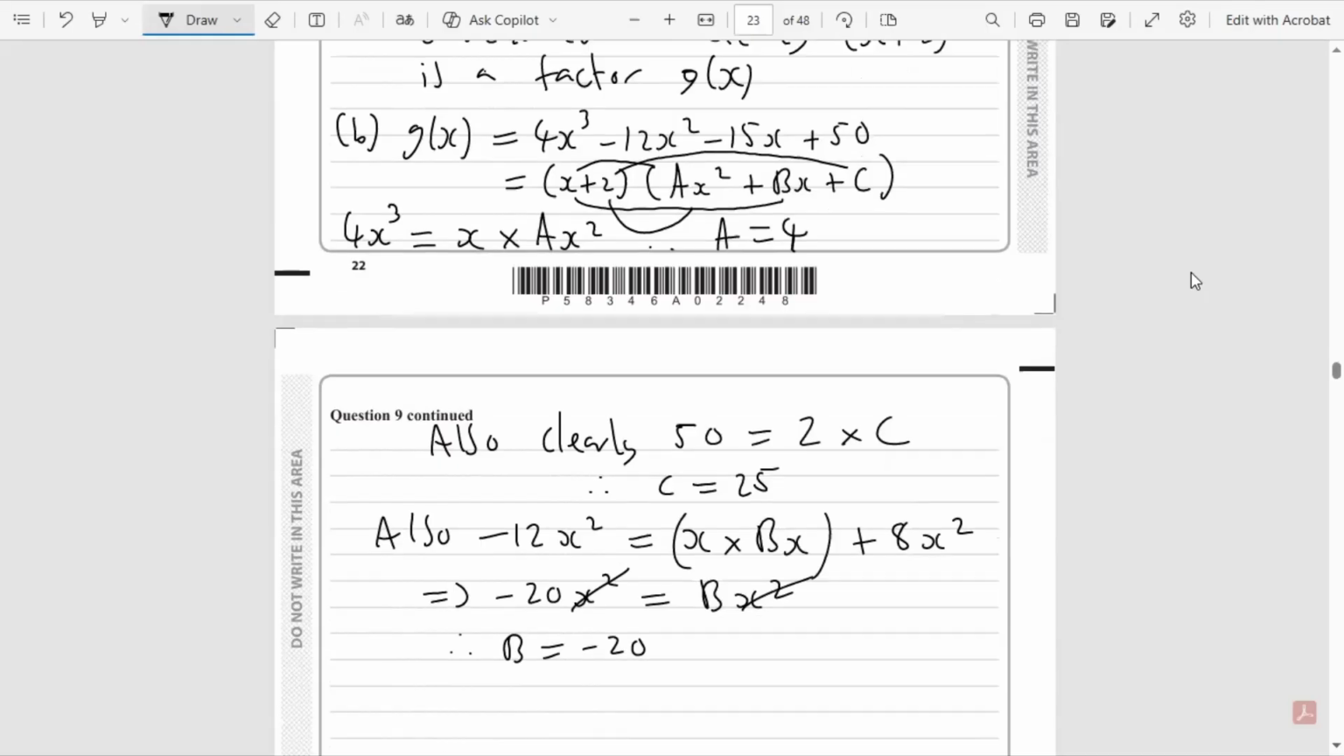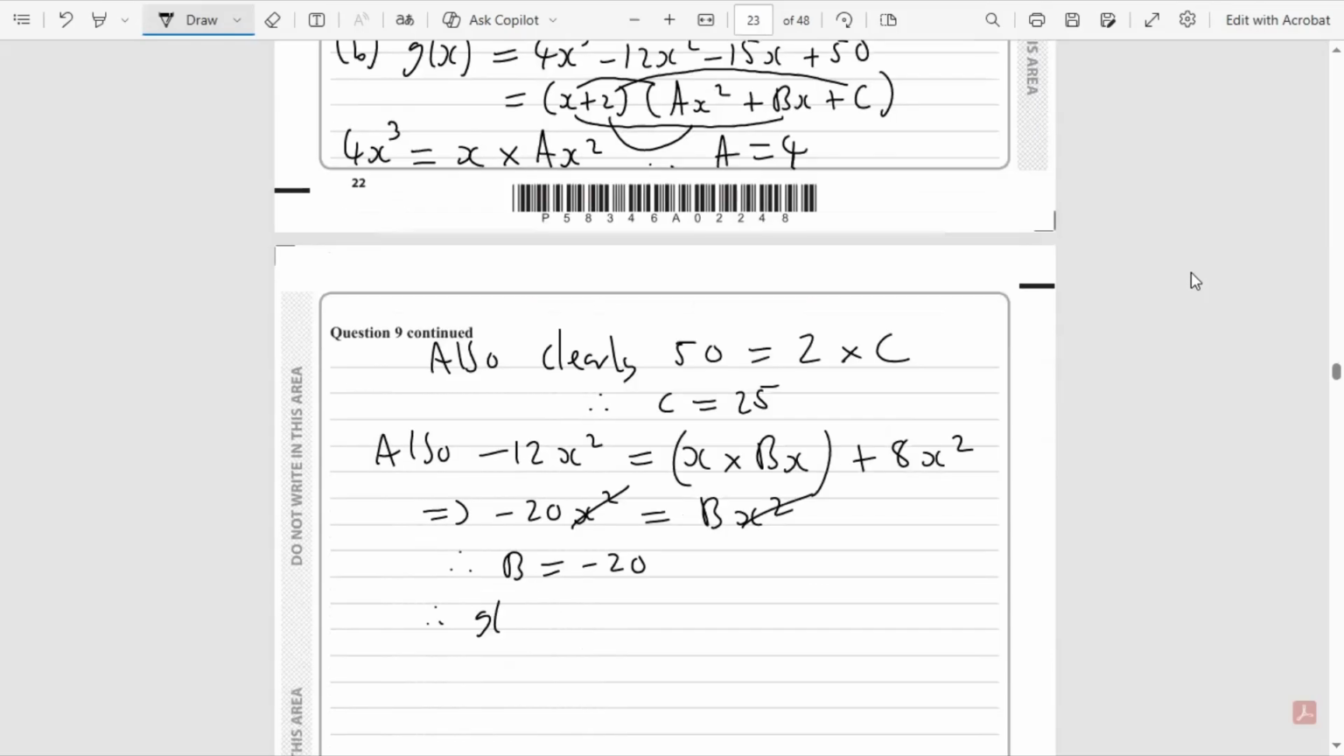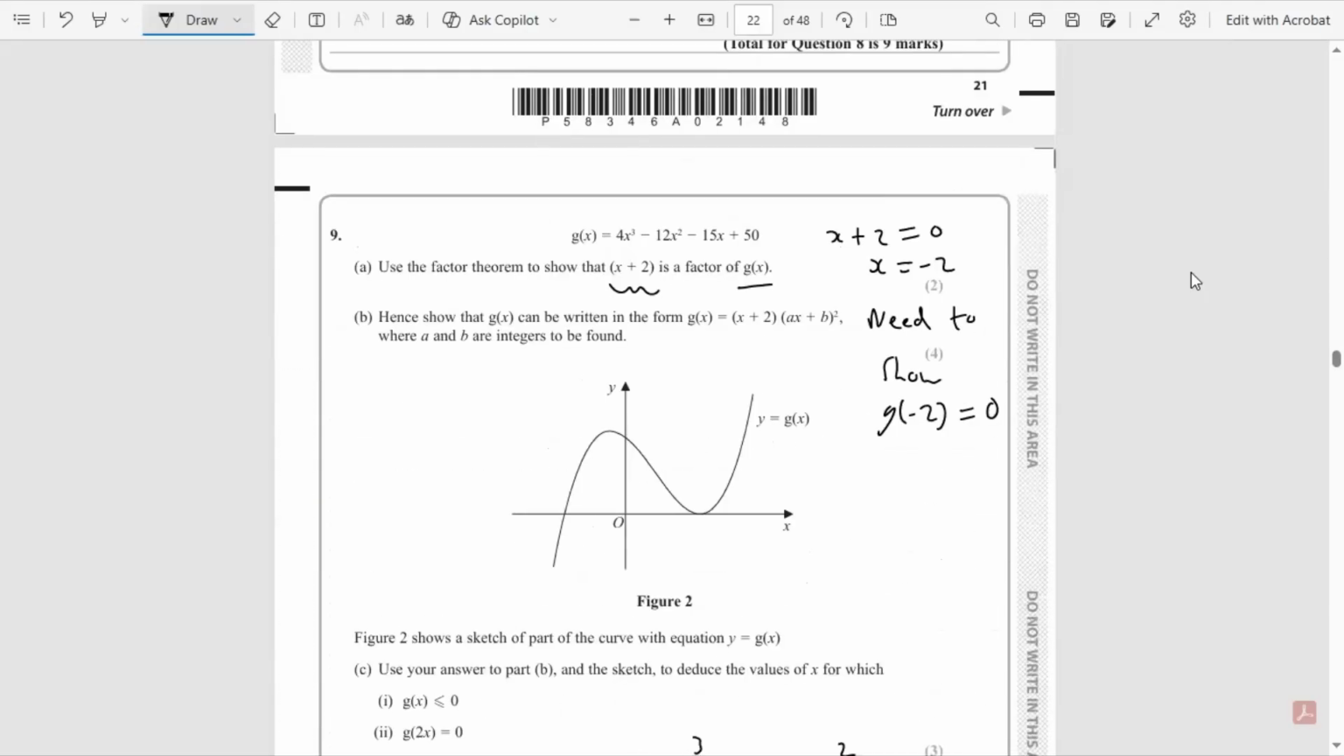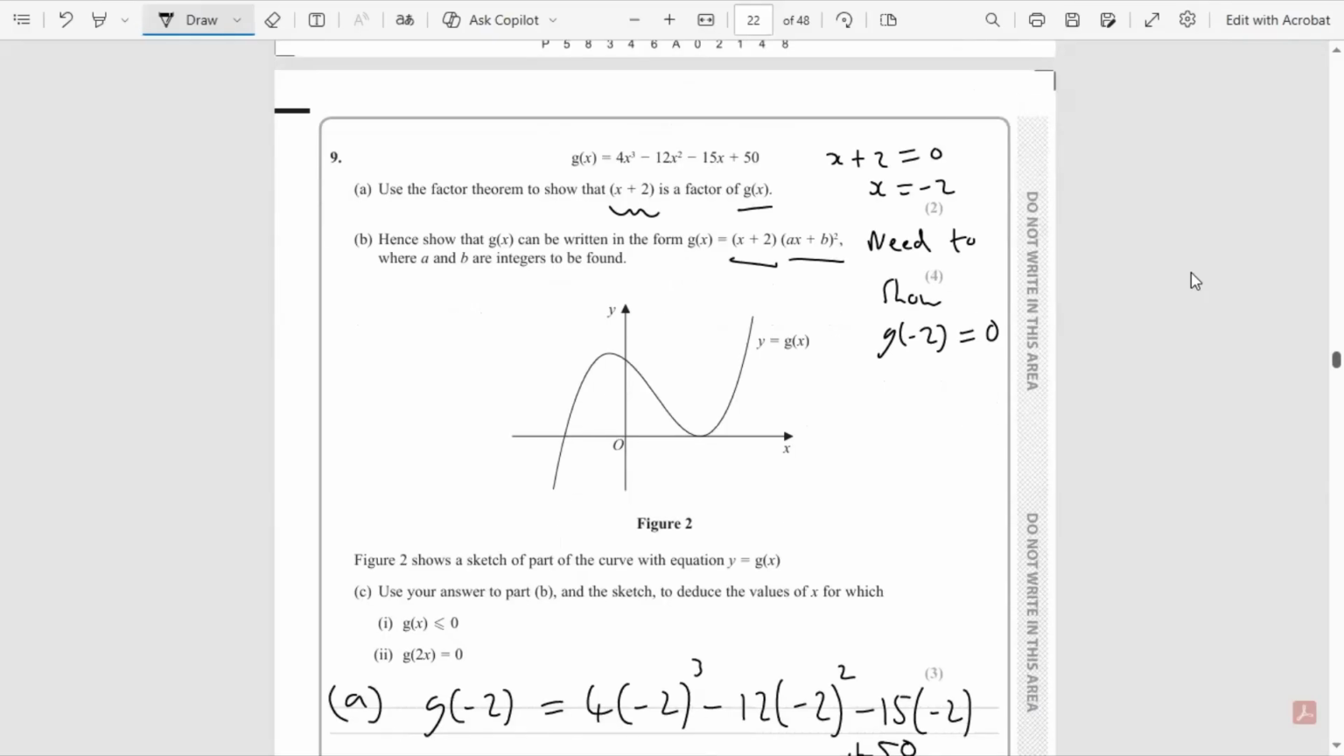So therefore our g of x must be x plus 2 multiplied by a, which was 4x squared, or 4 for a, and then b is minus 20, so minus 20x, and then c is 25. Now, if we just head back to the question very quickly, we want to show that g of x is x plus 2, we've got that, and then ax plus b squared. So we just need to factorize this quadratic that we've just found, basically, to answer the question.